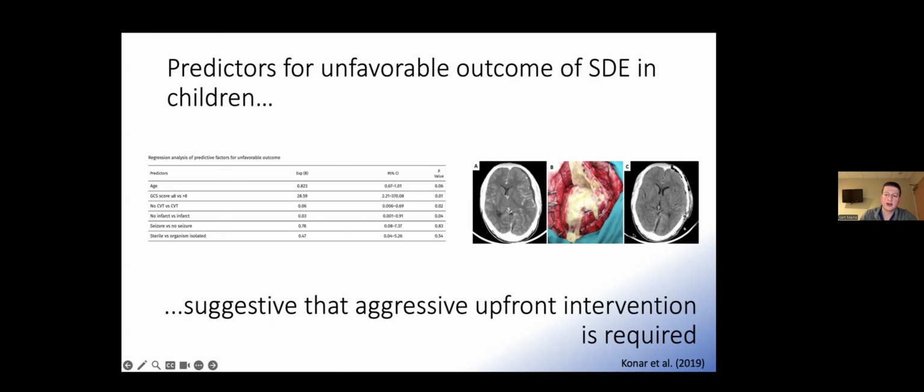And I included this picture, just to indicate how amazing it is that this degree of purulent material can actually be present on the convexity of a kid, of an adult before they become symptomatic. It's really amazing what the brain can tolerate, midline shift, cortical irritation before they become symptomatic.